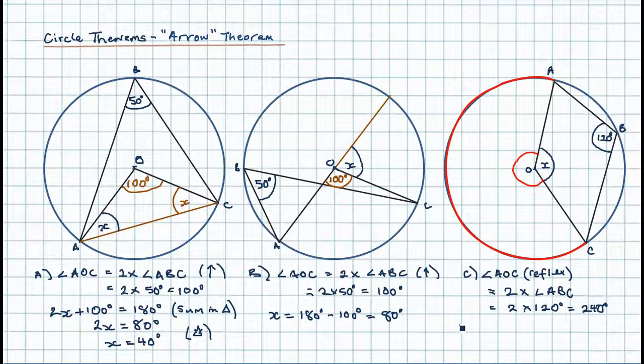And to finish the problem, x then must equal 360 degrees, the axiom that says it's the angle all the way round, minus 240, which gives us x equals 360 minus 240, which is 120 degrees. Okay.